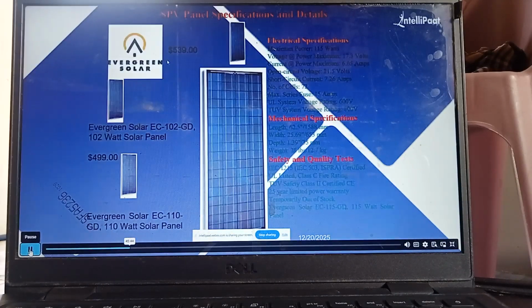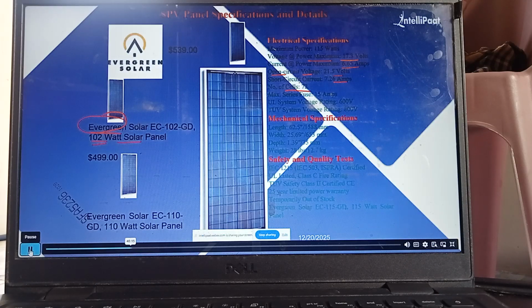Right. If you go to the next one, suppose this is another panel developed by Evergreen Solar. So a 100 watt solar panel is available. And you can see the voltage is 17.3. The current is 6.65. I'll tell you there are two voltages: one voltage at the maximum power point, and another voltage at open circuit, the maximum possible voltage.